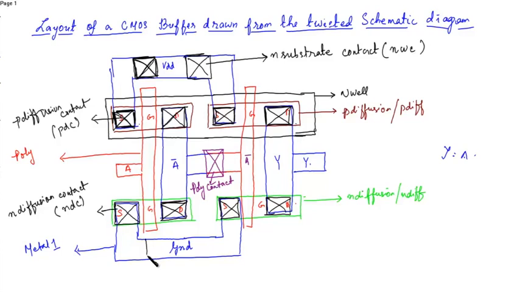Similarly in the ground layer, it's on the N diffusion side, so you have to place a P substrate contact, and you can place as many as you want.